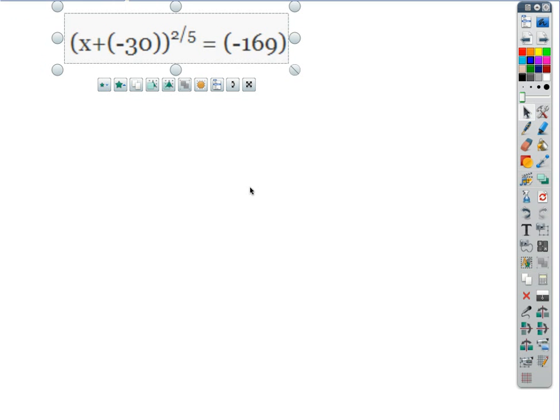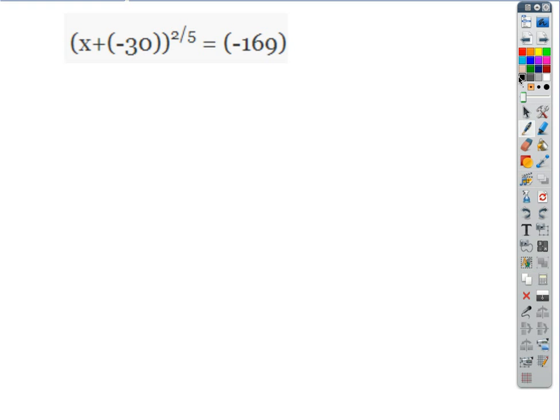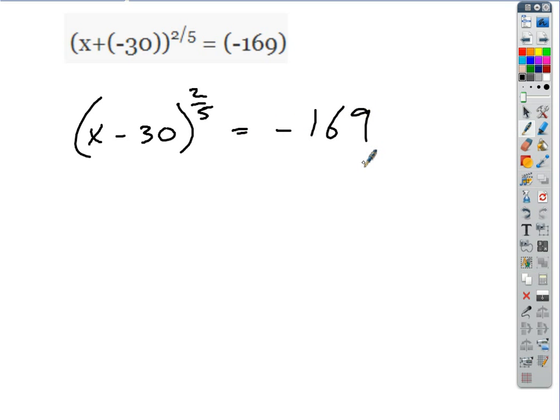So let me rewrite that. Maybe we get x minus 30 to the 2/5 equals negative 169. Is that going to work? Okay, so how would I solve for this? How do I get rid of that 2/5 power? Okay, take it to the 5/2 power.